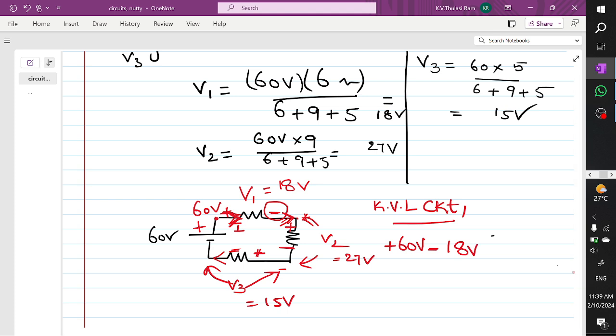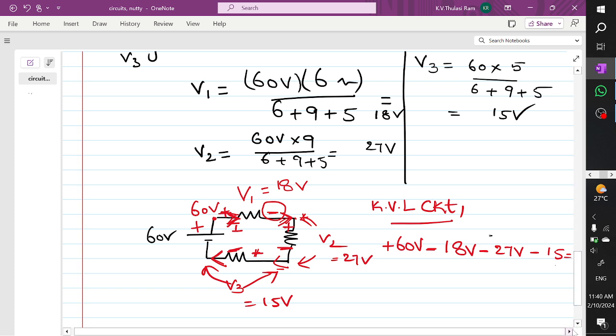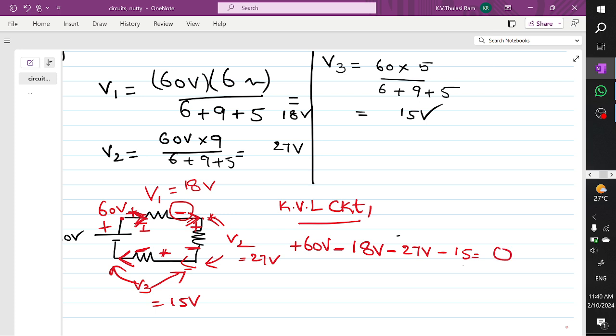18 volts. So next, current is leaving here. What is the leaving polarity of this voltage source? Minus. And what is this drop? Minus 27 volts. You see here the current is leaving. What is the leaving polarity we have? Minus. So that's why again a minus here. Minus V3. What is this V3 value? Which is nothing but minus 15, equal to 0. So you are going to get it as 0.